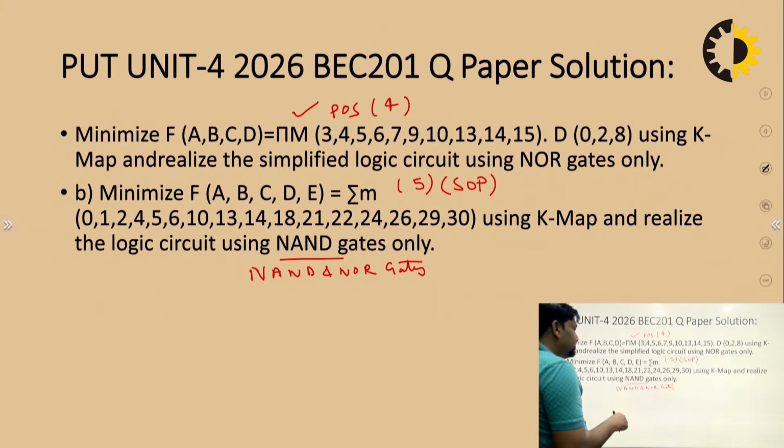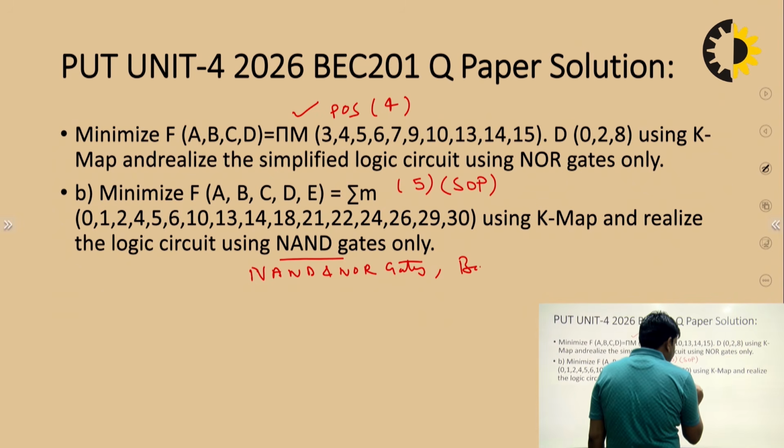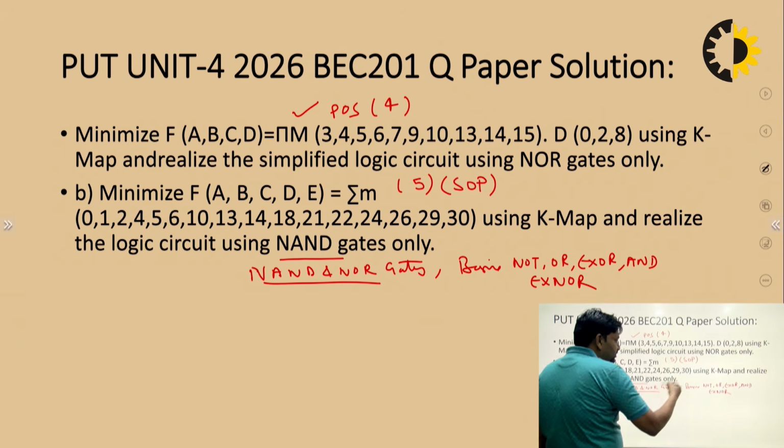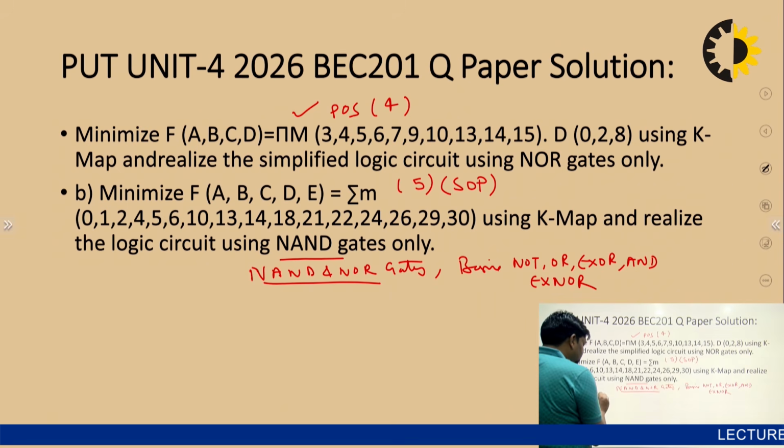Because by using these NAND and NOR gates, we can implement all the basic gates, that is the NOT gate, OR gate, XOR gate, AND gate, XNOR gate. So by using these NAND and NOR gates, we implement all the basic gates. So we can say such gates NAND and NOR act like universal gates. So how do we design a basic gate by using the NAND gate? First, we convert the NAND gate to the NOT gate.